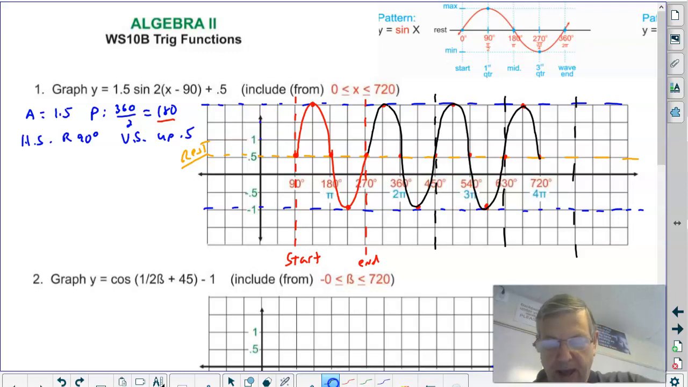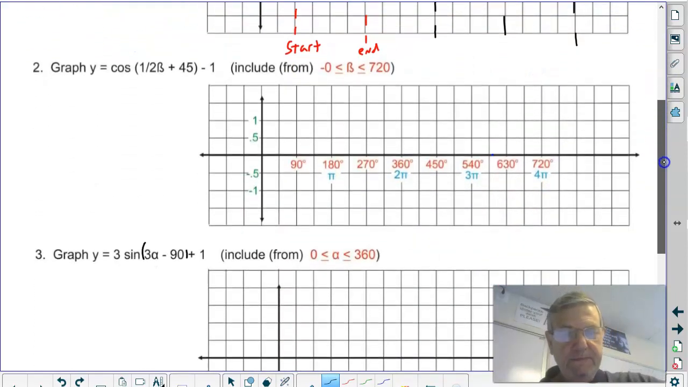All right, just have to go backwards. So the wave would have come from a min and then from a rest, and here's the backup part. And there is the wave graphed from 0 to 720 degrees. All right, how did you do? Let's do the next one.